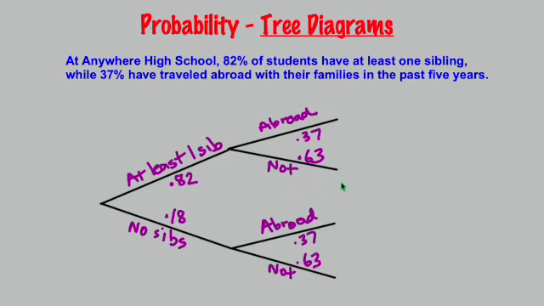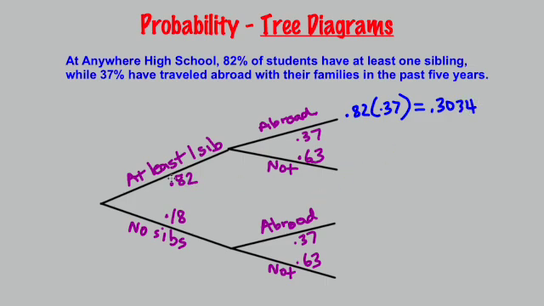All right, and then how do we finish this off here? What we do is I'm going to change colors here. I'm going to go to blue. If I want to know the answer up here, I'm going to take the branches that led us there. So it's going to be 0.82, and then I'm going to multiply it by 0.37. So grab your calculator, and if you did it correctly, you should get 0.3034, otherwise known as 30.34%.